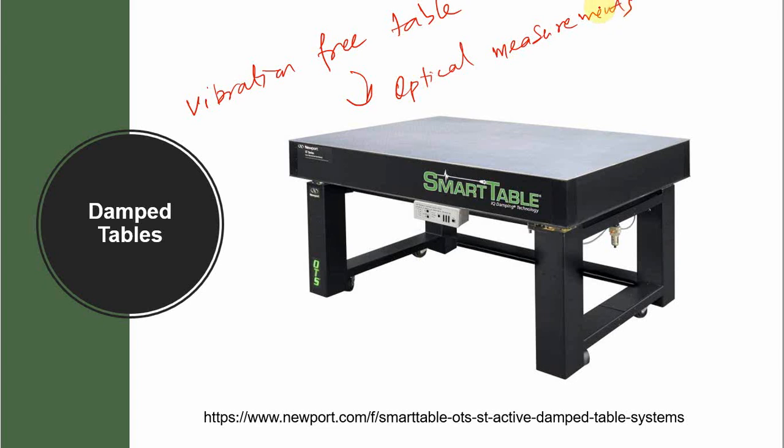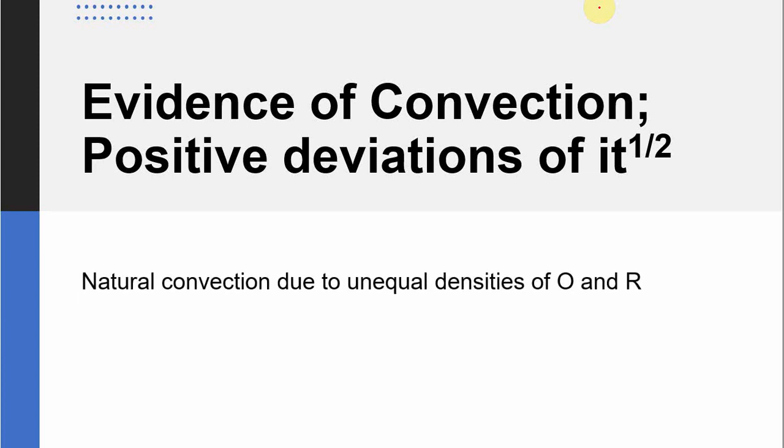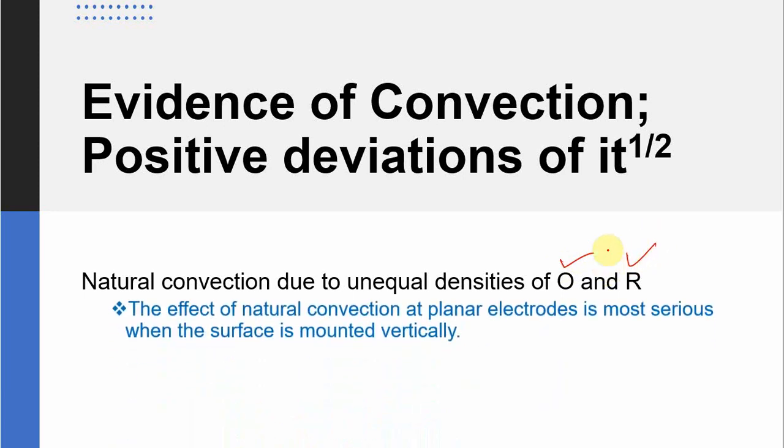So this is quite a technology, you see, it actually helps to improve your readings. Then we have the evidence of convection, the same thing. Natural convection due to unequal densities of oxidized and reduced species. This is something which is unavoidable and it will remain. So it can be minimized if you already know the species which are going to be used in the reaction.